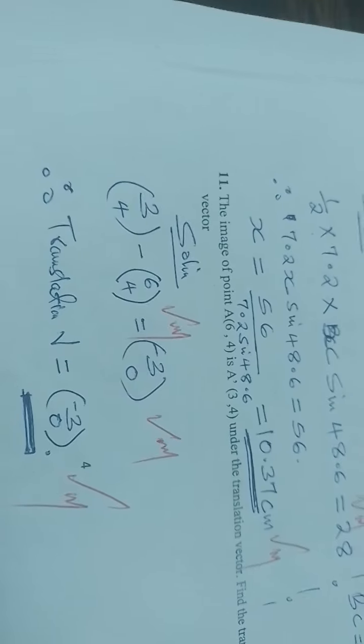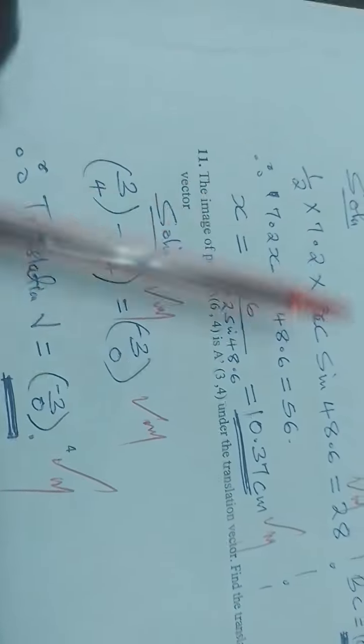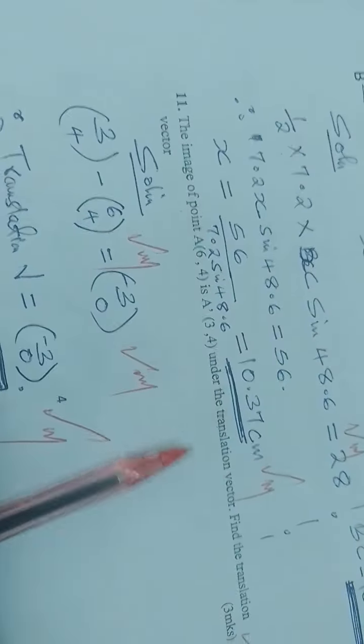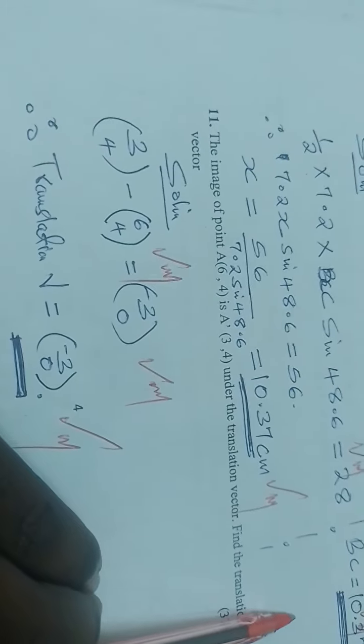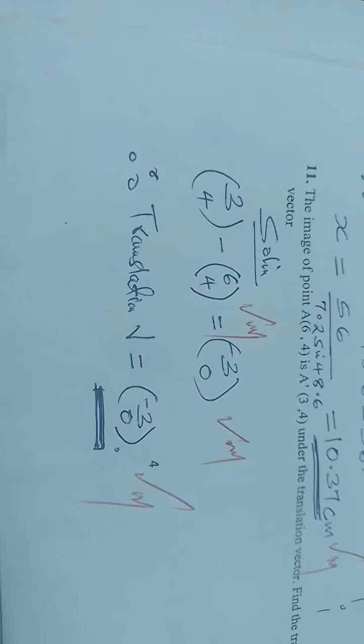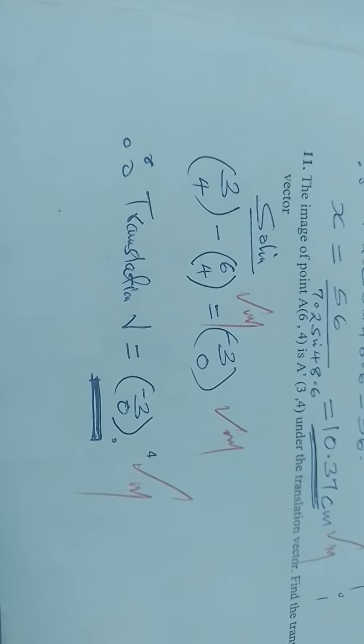So if we have the coordinates of the object and the translation, we add them directly so that it can give us the image in the x and y direction. For this one, we were supposed to take (3, 4) minus (6, 4), which gives us (-3, 0). Then the translation vector is equivalent to (-3, 0).